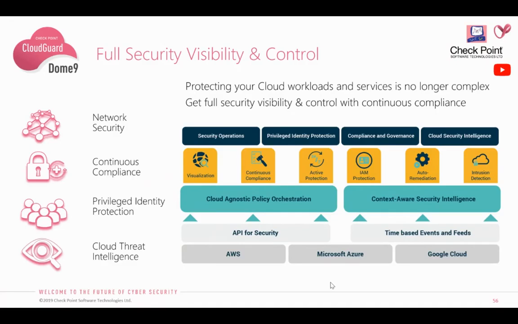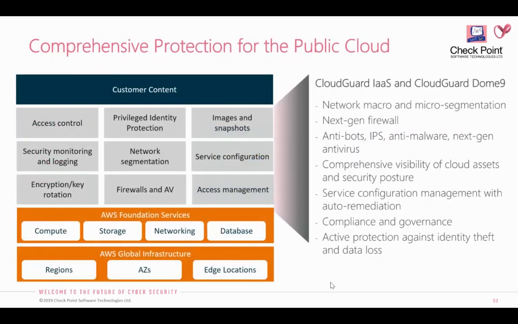It will connect to your cloud workloads through API, and it can take the inventory of all the VMs and instances that are running on your multi-cloud platform. You can connect cloud workloads from multiple clouds, with comprehensive protection for public cloud. So the IaaS and CloudGuard Domain can provide comprehensive protection for public cloud environments, and it has, as I said, the next gen firewall, micro segmentation, industry based IPS, anti malware, next gen antivirus, everything will be included here.